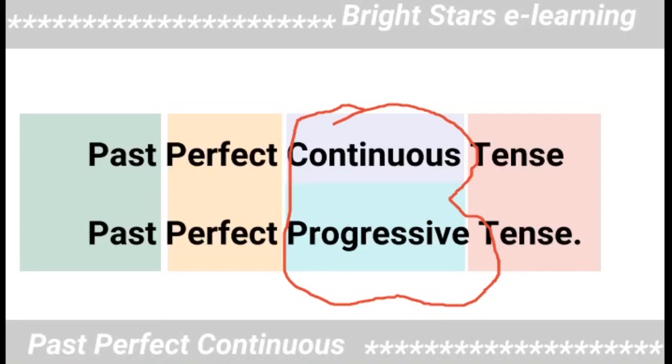Let us move ahead. So past perfect continuous tense is also called past perfect progressive tense, just like that of all other continuous tenses. Let us move.